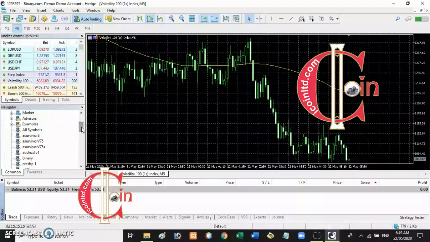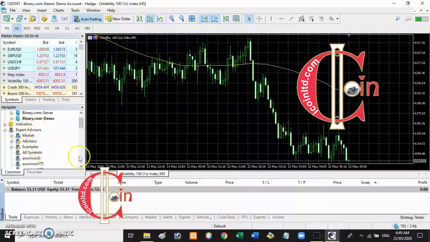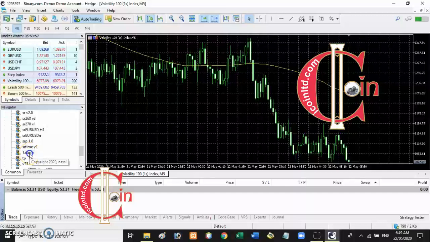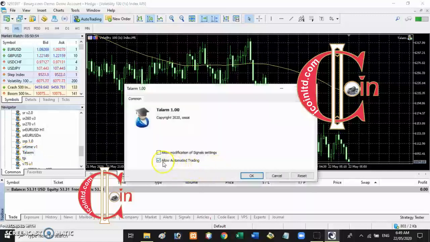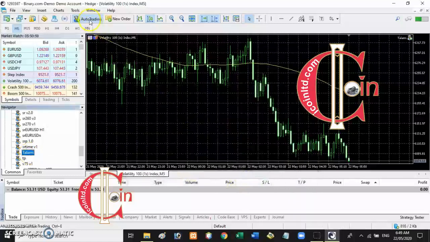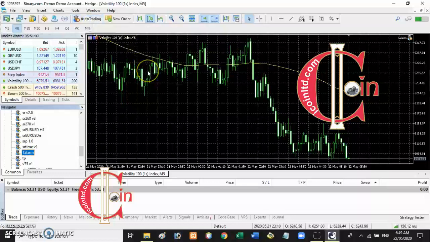So looking at this one, whenever you talk about a robot or whatever that gives you signal, you come here, like this one, that T alarm. You double click on it, allow automated trading. Okay, then you also allow this one, auto trading. You can see it's allowed. If you click it once, you can see it's now disabled. So you click it again, it becomes blue like this. That means light blue. That means it's now functional. That means everything is functional.